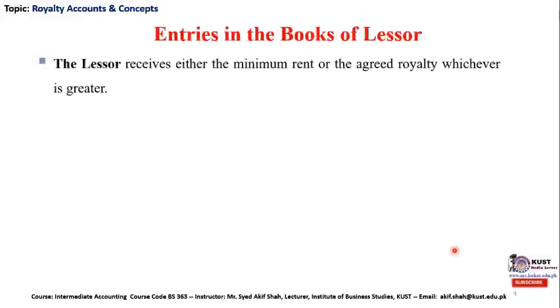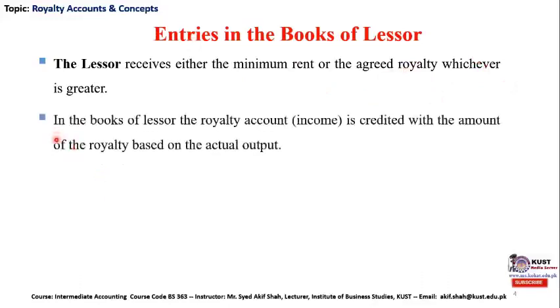So for entries in the books of lessor, let's have a journal understanding regarding how the lessor receives the income, or royalty, or minimum rent, or the agreed royalty, whichever is greater. So it must be clear that the lessor will receive either the minimum rent or the royalty, whichever is greater. In the books of the lessor, the royalty account is considered an income account, so it shows a credit balance with the amount of royalty based on actual output from that mine.